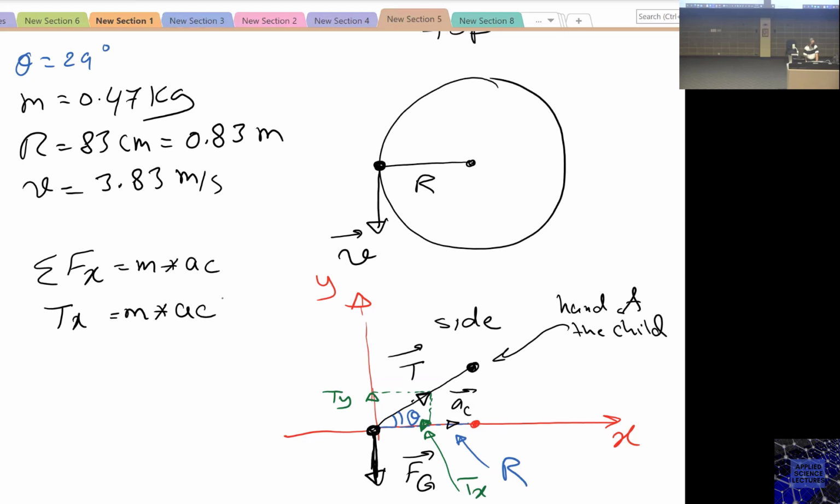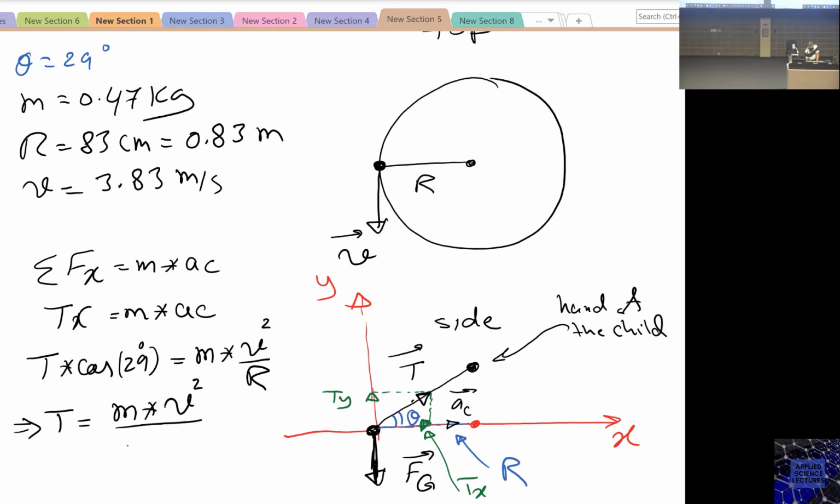What is Tx in terms of the tension force? T times cosine 29, right? So this is the Tx, the x component of the tension, which is basically T times cosine theta, which is 29 degrees, equals AC, which is V squared over R. Is that right? Then in this case, the tension T is m times V squared over R times cosine 29 degrees.